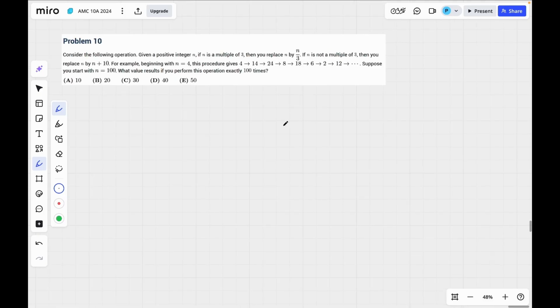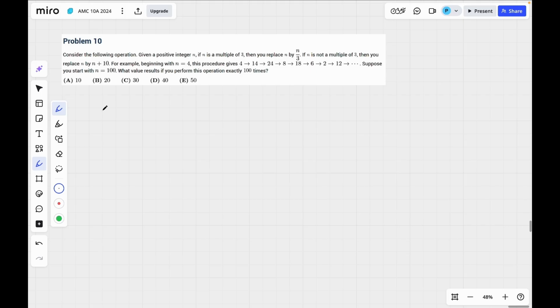Finally, let's do problem 10. It says, consider the following operation. Given a positive integer n, if n is a multiple of 3, then you replace n with n divided by 3. If n is not a multiple of 3, then you replace n with n plus 10. For example, beginning with n equals 4, this procedure gives 4, 14, 24, 8, and so on and so on. Suppose you start with 100 as your value for n. What value results if you perform this operation exactly 100 times?